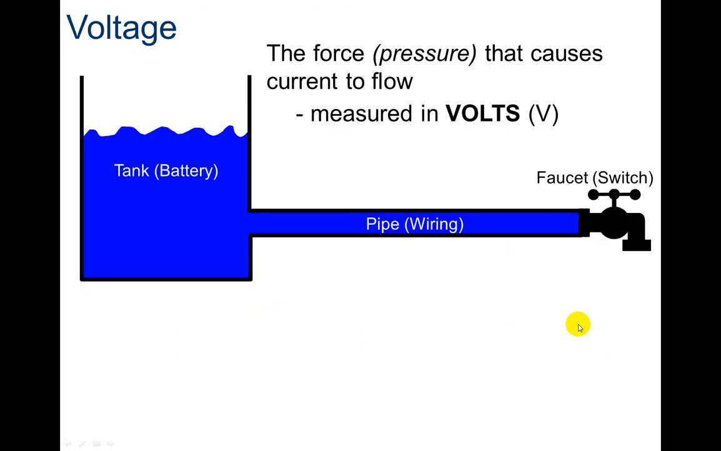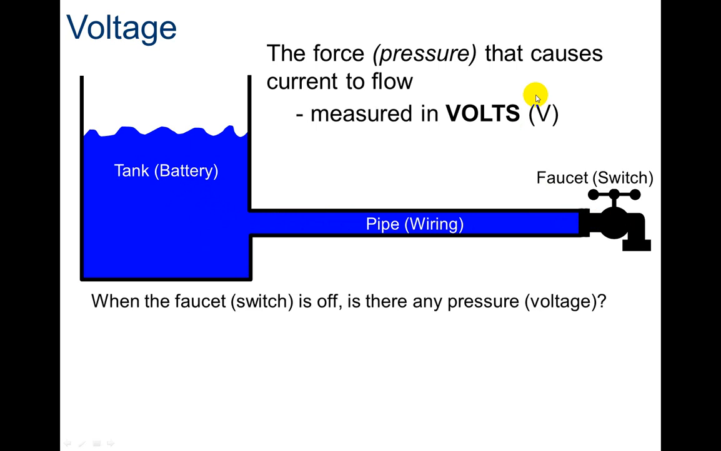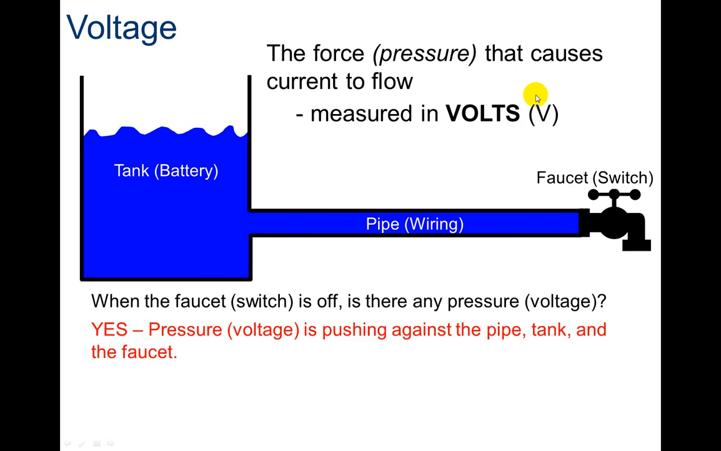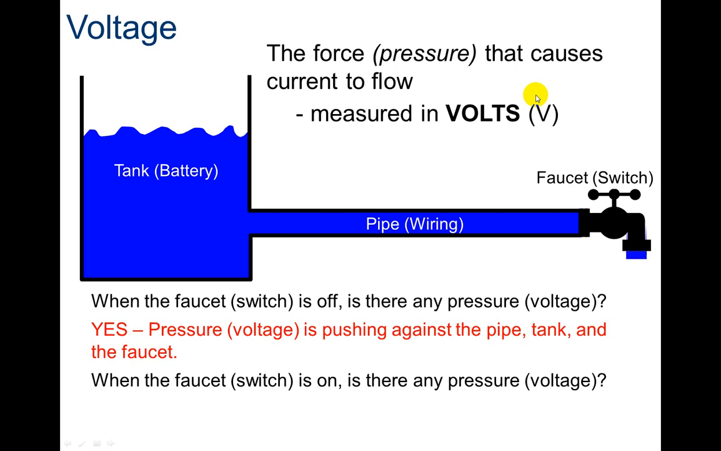All right, so let's look at voltage again. The force or pressure that causes current to flow is measured in volts. Right now, yes, there's still that pressure. It's like these water molecules are still forcing themselves up against here, but there's nowhere to go. So when the faucet switch is off, is there any pressure or voltage? Yes. It's still pushing against the pipe or the tank and the faucet.